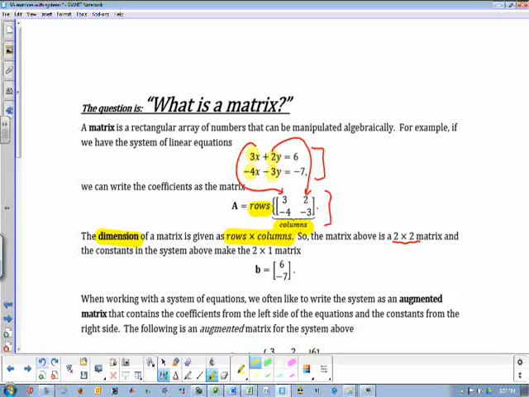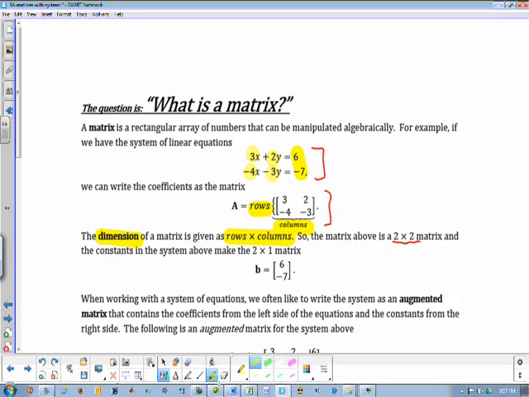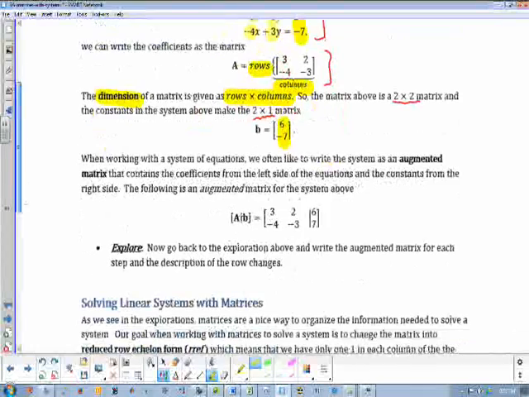All right? If we were to take these 2 constants, our constants from up above, we have 6 and negative 7. We can make a small matrix out of those. And this is our constant matrix. So 6 and negative 7. That's a 2 by 1 matrix because there's 2 rows and 1 column.